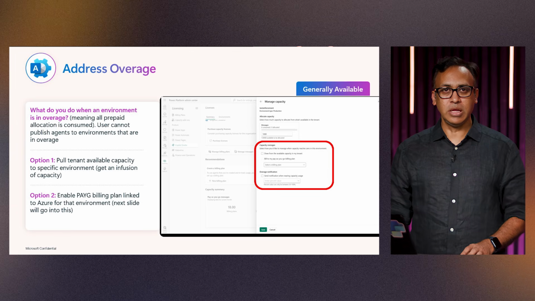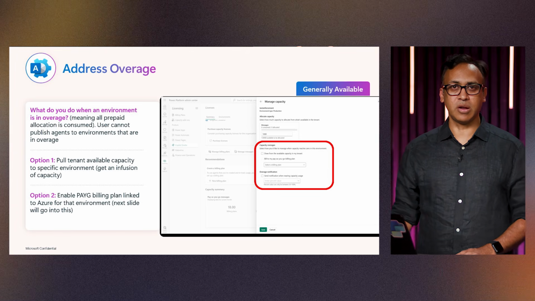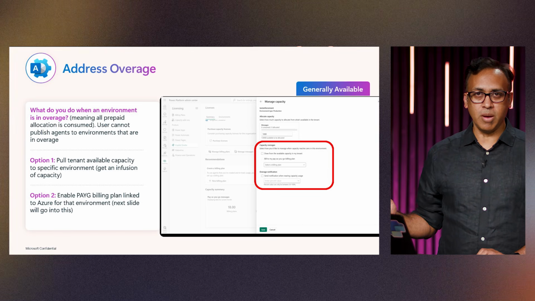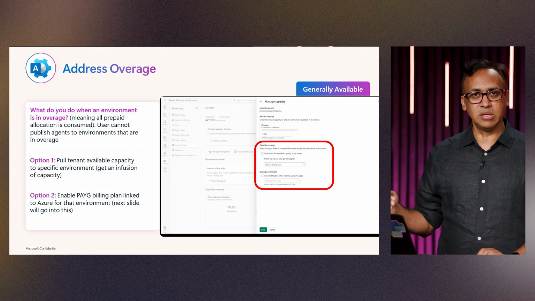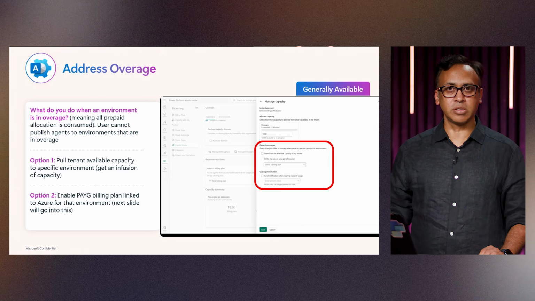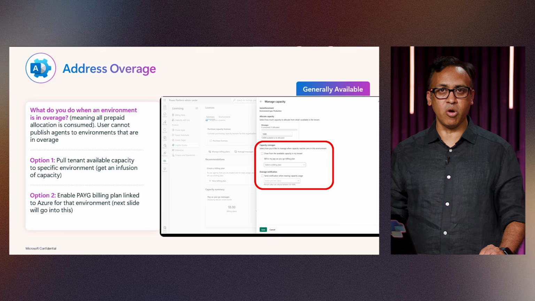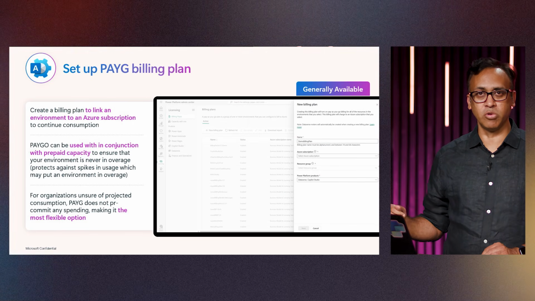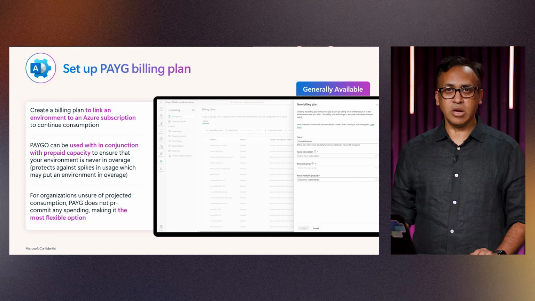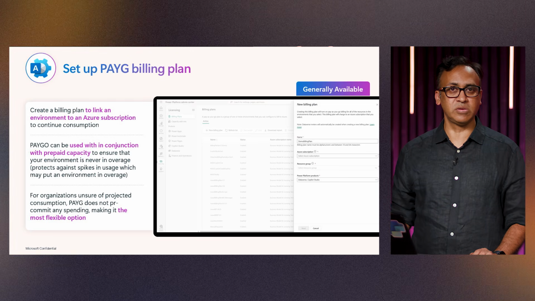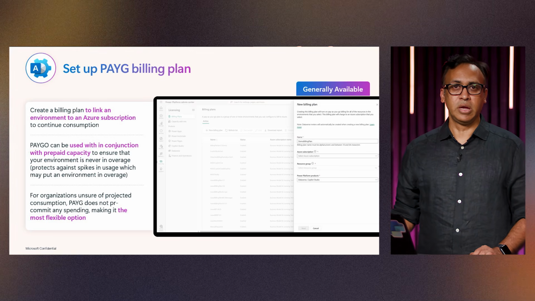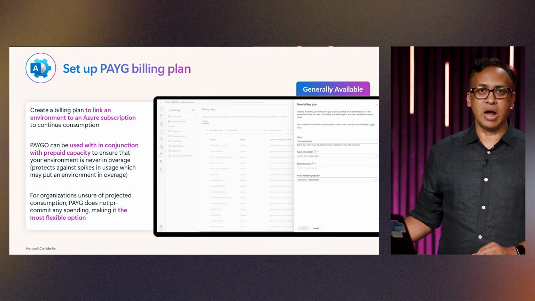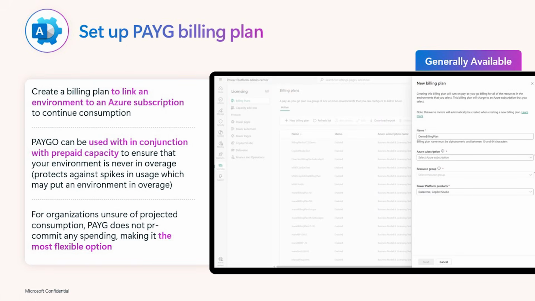If an environment uses up its prepaid allocation, there are two options. Choose the option of drawing down from the tenant available capacity, that's one of the options. Or you can burst into pay-as-you-go using a billing policy linked to an Azure subscription. Now let's talk about how pay-as-you-go setup works. In order to set up pay-as-you-go, you would need access to an Azure subscription. You need to create a billing plan which acts as a link between an environment and an Azure subscription. You set that up in Power Platform Admin Center.